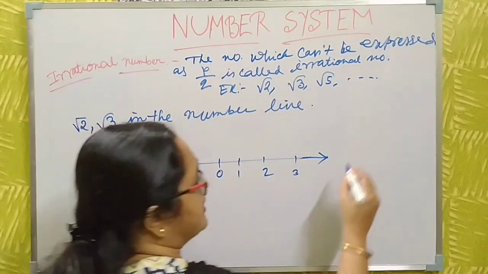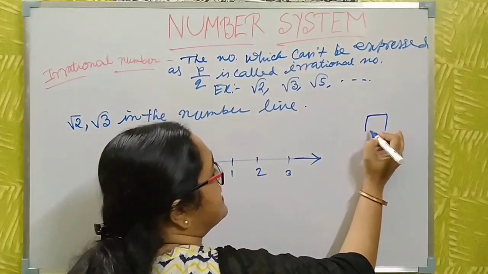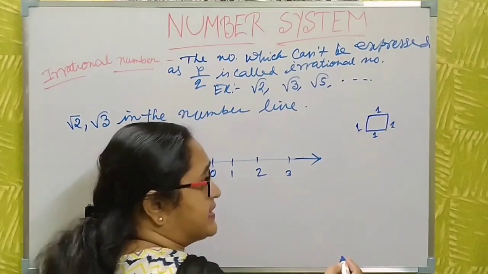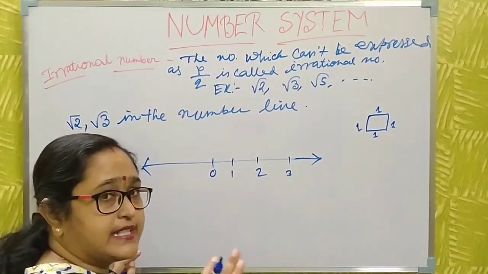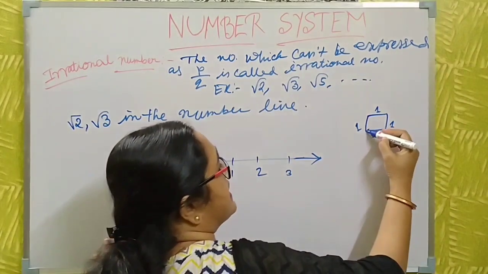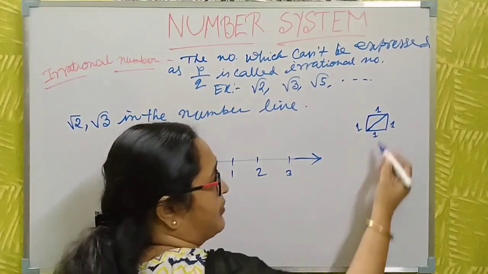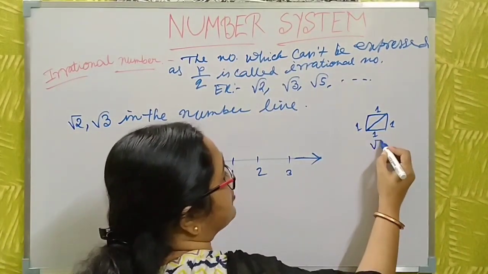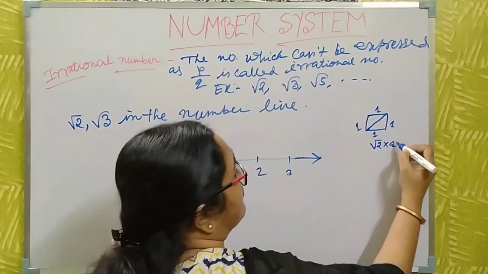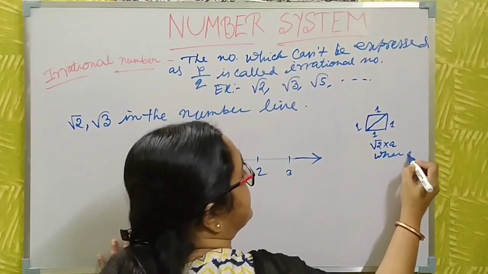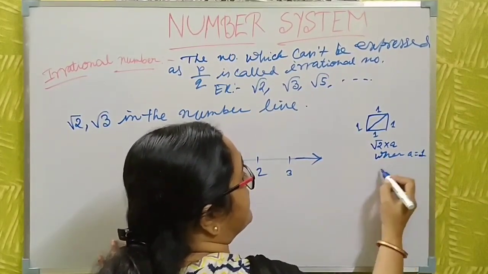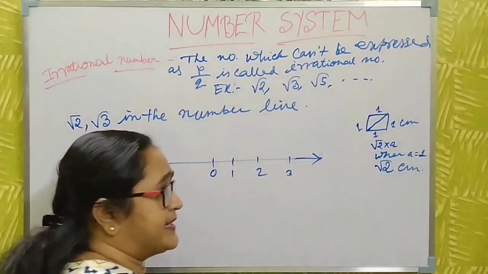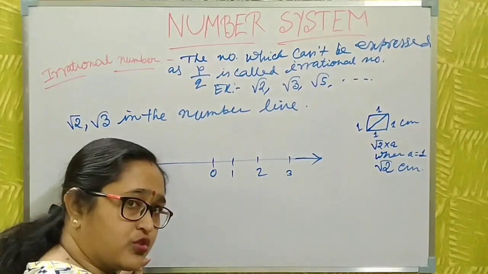All of you know, if I take a square of side 1 centimeter, then what is the diagonal of this square? The diagonal means root 2 times a, where a is 1. Then the diagonal is root 2 centimeter. If the side is 1 centimeter, then the diagonal is root 2 centimeter.